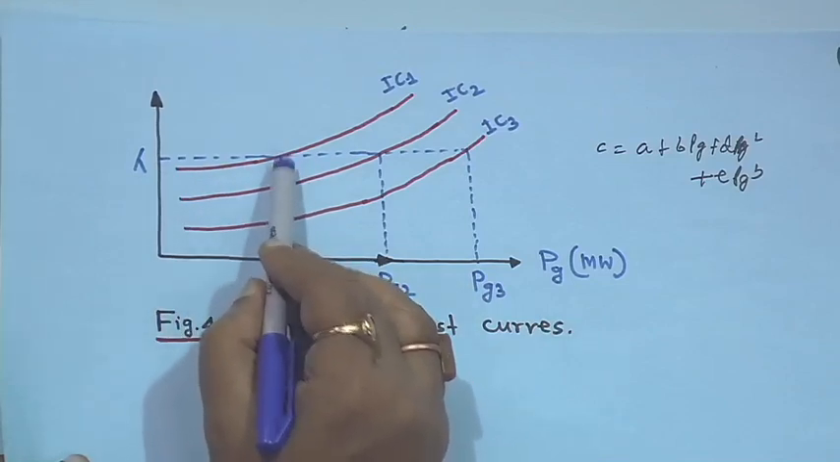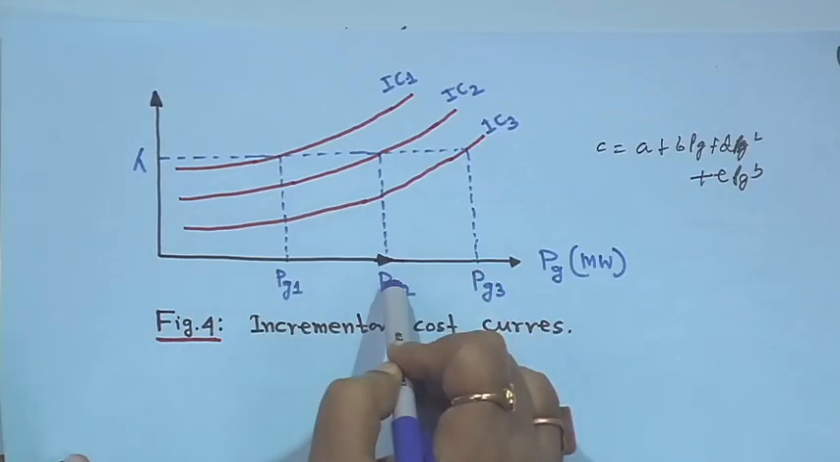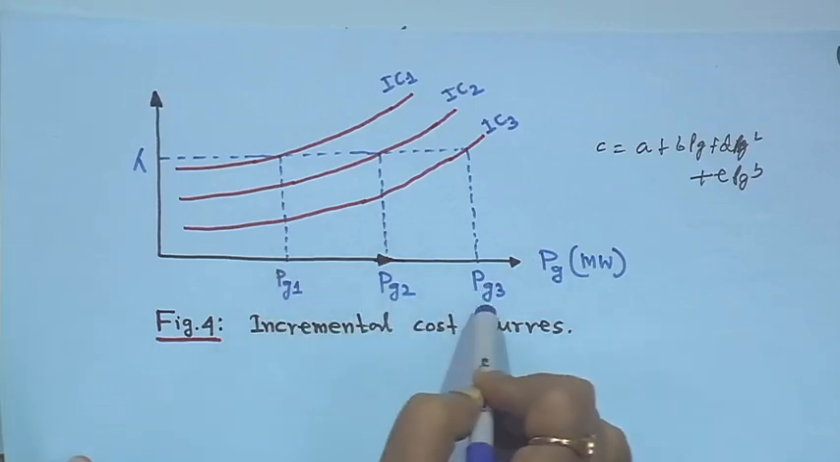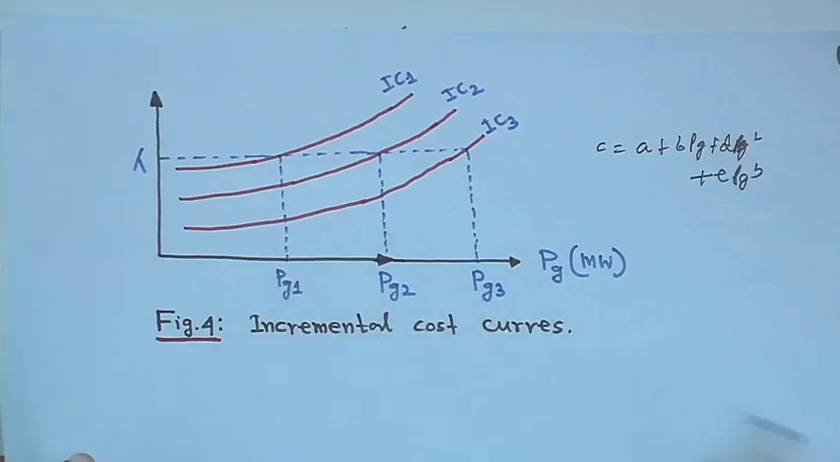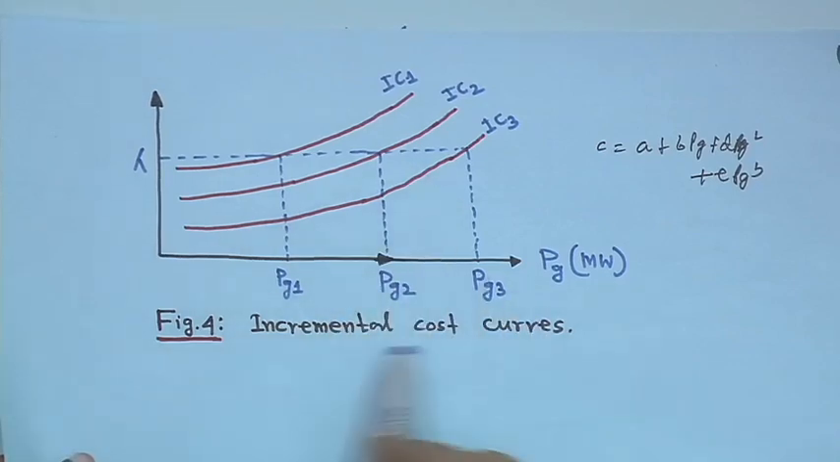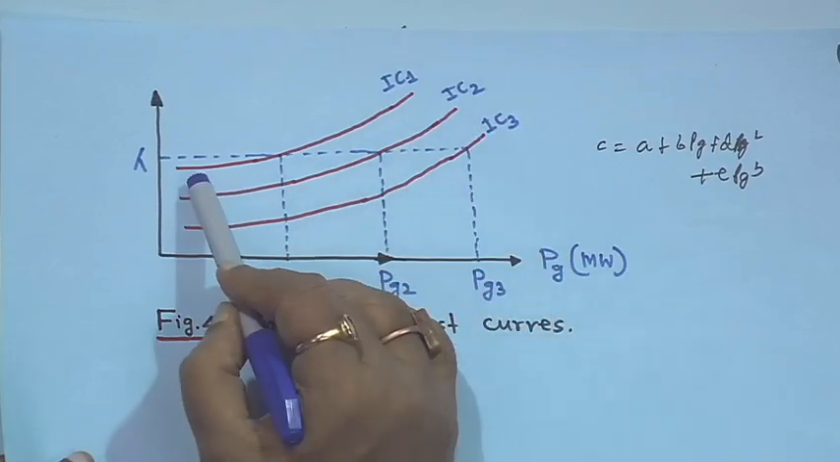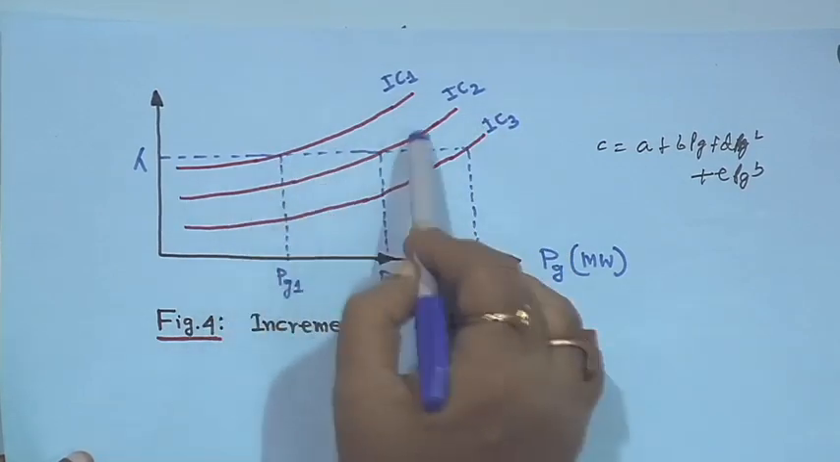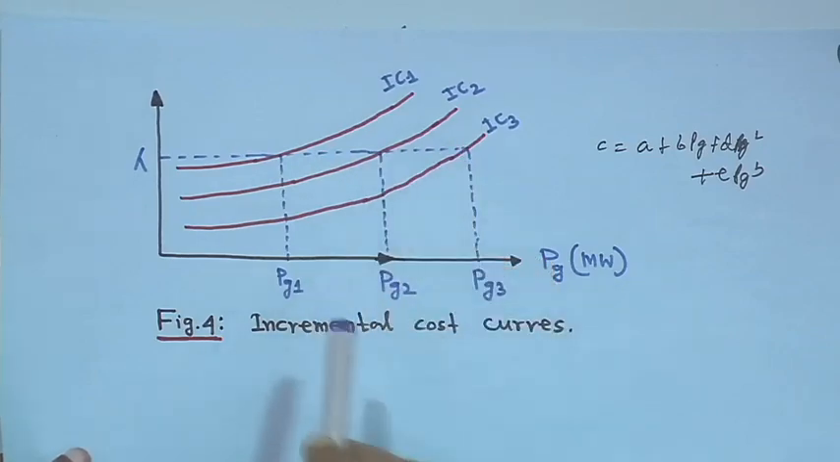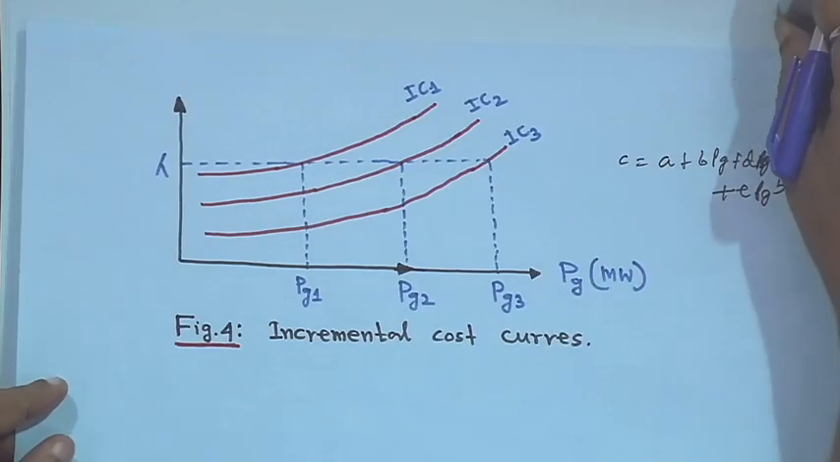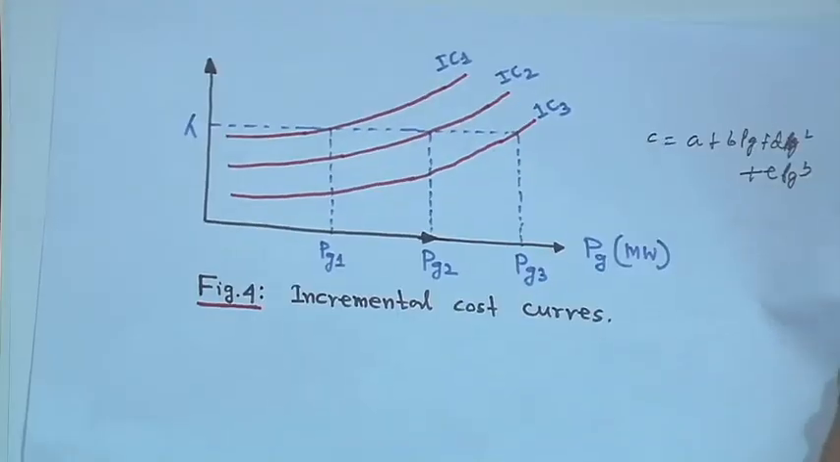In this case, the generations for this one Pg1, this is Pg2, this is Pg3, completely depend on their cost characteristic and the slope also, right. So, that is the incremental cost curve and this is Pg in megawatt. Although it is linear, once again repeating, I have taken it a little bit curvilinear, right. So, this is some idea about the incremental cost, right.